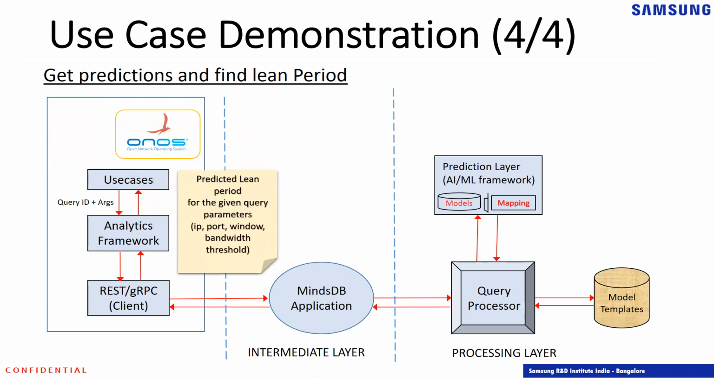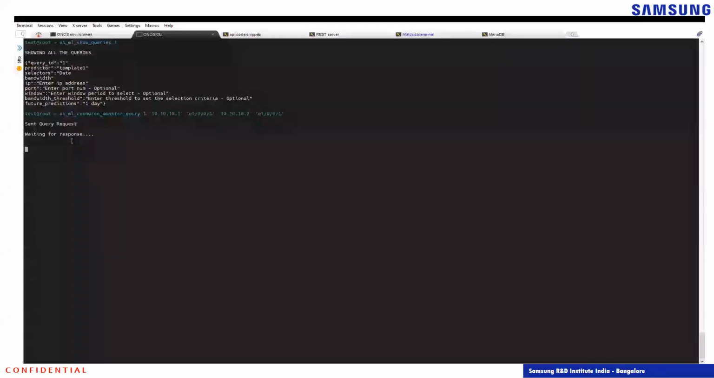So let's see what the format of the output is. It will be like the predicted lean period for the given query parameters, and the parameters can be IP, port, window, and bandwidth threshold. So let's see how this final API demo works.